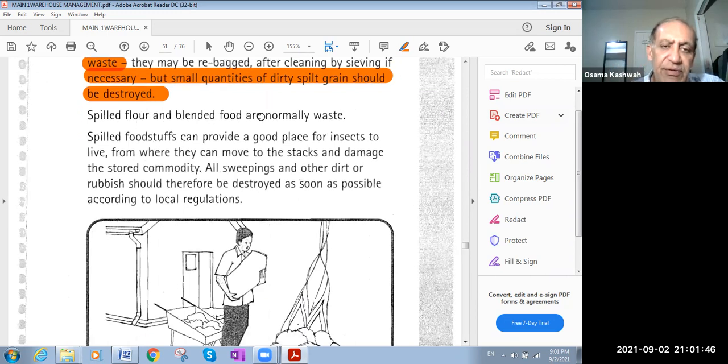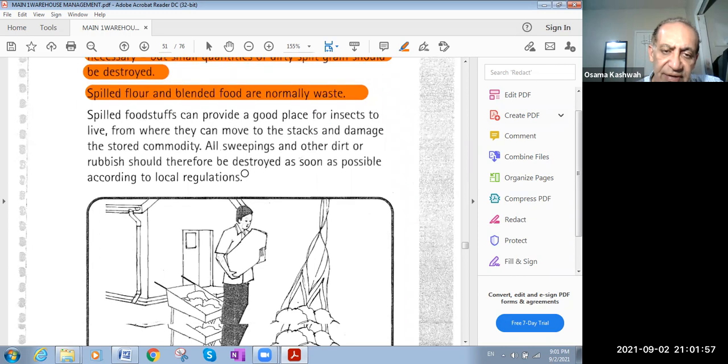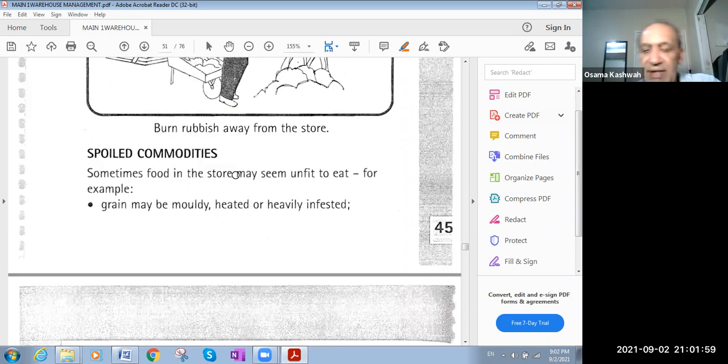Spilled flour and blended food are normally waste. Also, the spilled foodstuff can provide a good place for the insects. So watch out for the insects, whatever it is, because dirt and dark are very good places for the insects to live. So always try to find a way to get rid of all this dirt. So that's okay.